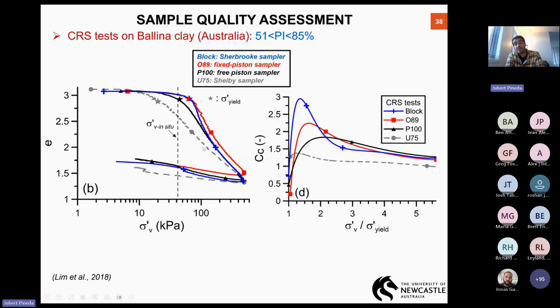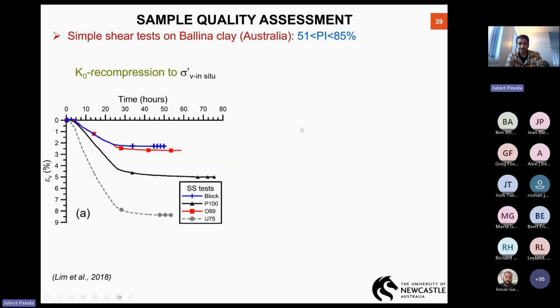But the shape of the compressibility curve in high quality natural soft clays is highly nonlinear close to the pre-consolidation stress. So Shelby tube samples don't properly capture the compressibility of the natural soil. We also did some simple shear tests. We recompressed the sample to the in situ stress before shearing. So you see the volume change, this is the compression under K0 conditions.